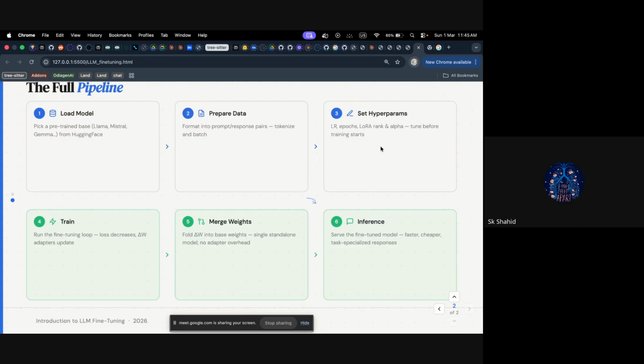We need to set the hyperparameters. What should be my R rank value? What should be my gradient accumulation step? What should be my number of epochs or steps? We need to define those parameters, and then we just simply train it.